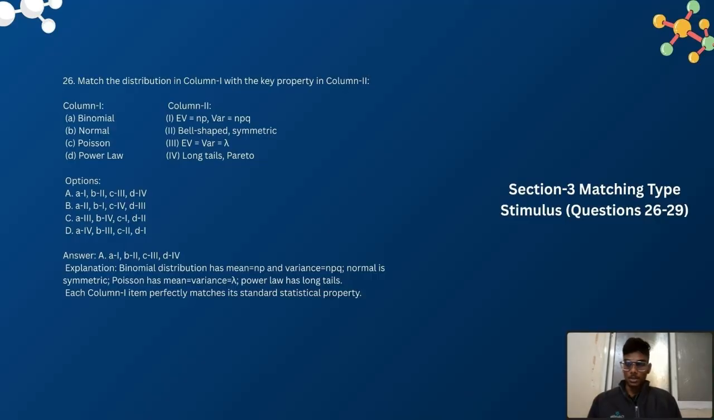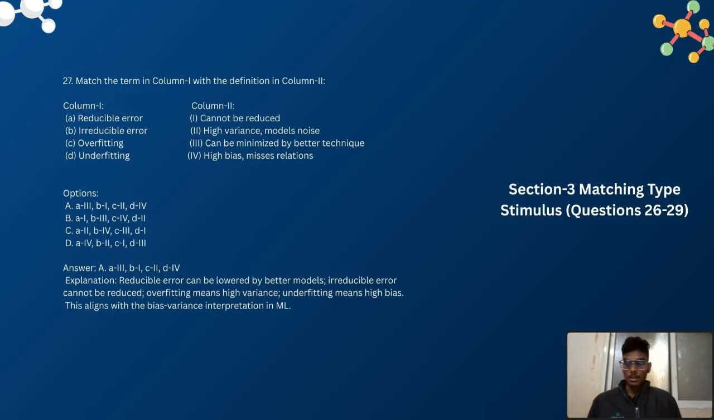Question number 27. Match the term in column 1 with the definition in column 2. Reducible error can be lowered by a later model. Irreducible error cannot be reduced. Overfitting means high variance. Underfitting means high bias. This aligns with the bias variance interpretations in ML.